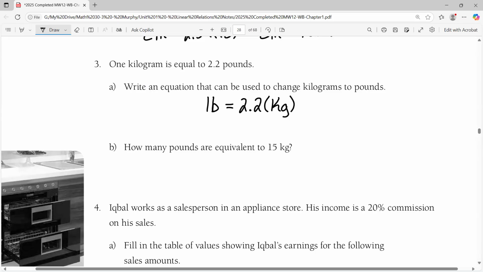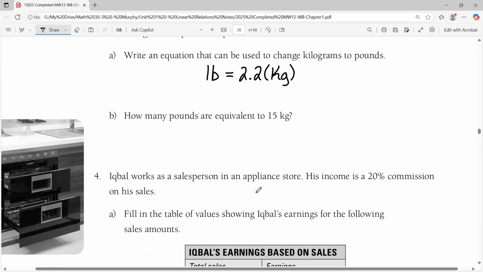So B, how many pounds are equivalent to 15 kilograms? Pounds, 2.2 times 15 kilograms. And we end up with 37.5 pounds.